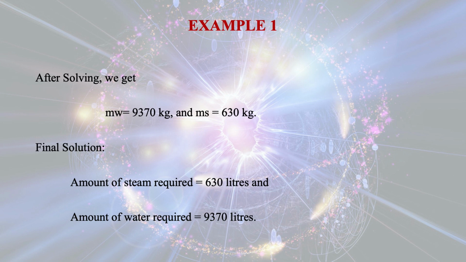Finally, we will get the value of mw, that is the mass of water, which is 9,370 kg, and ms, the mass of the steam, which is 630 kg. The final solution: the amount of steam required is 630 liters, because 1 kg is equivalent to 1 liter of water, and the amount of water required is 9370 liters. So let us summarize our discussions.